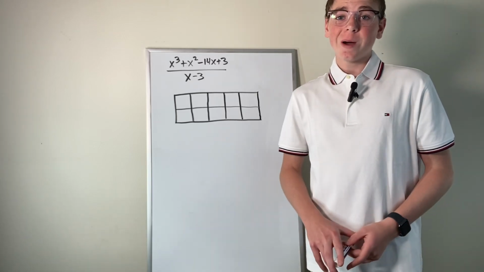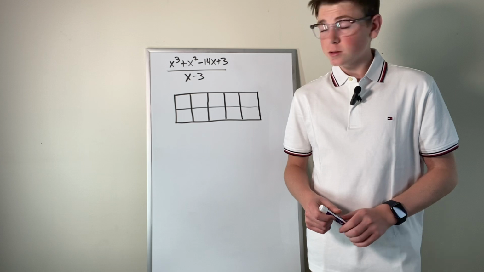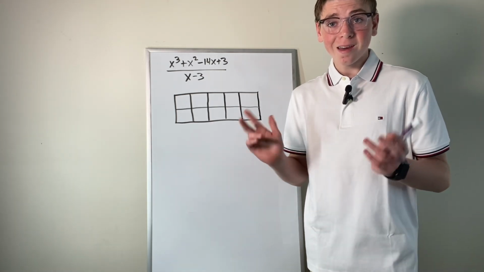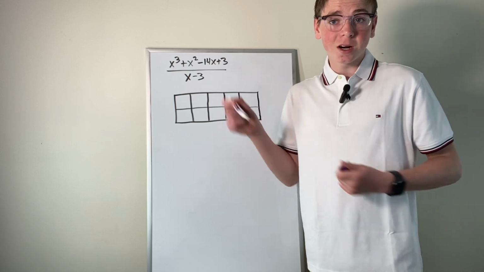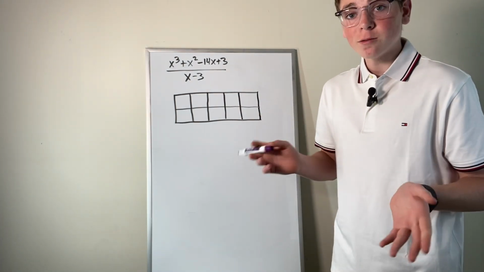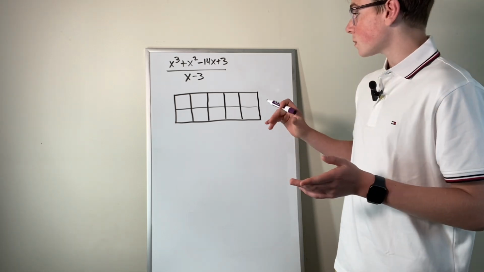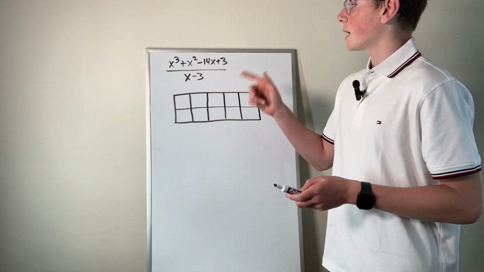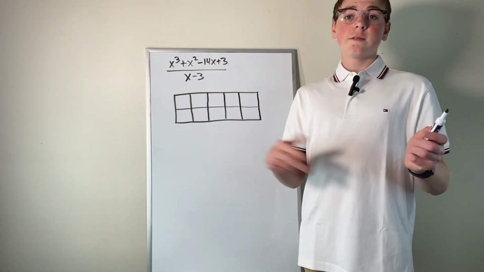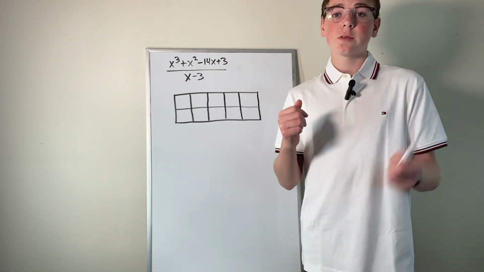Today, I'm going to teach you how to divide polynomials using an area model with a remainder. So let's get started. This is the same setup as without a remainder. So our equation today is x cubed plus x squared minus 14x plus 3, all divided by x minus 3.